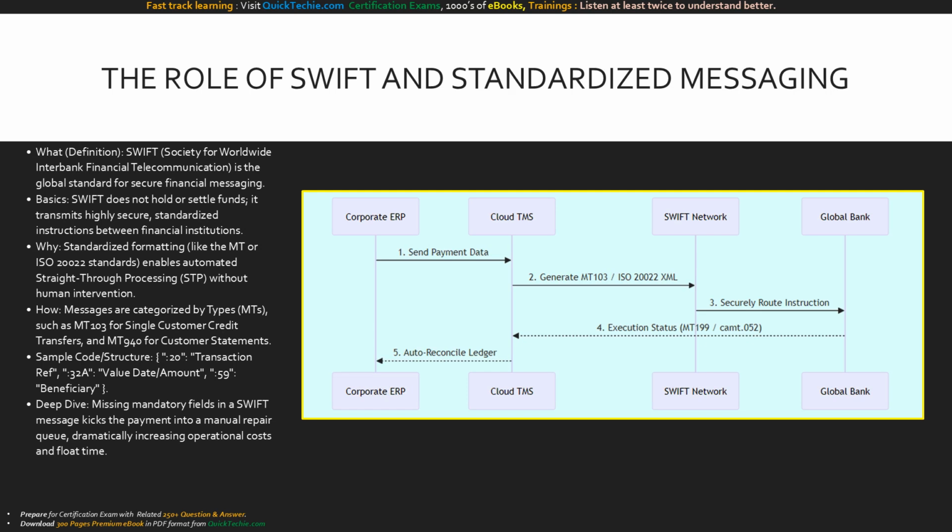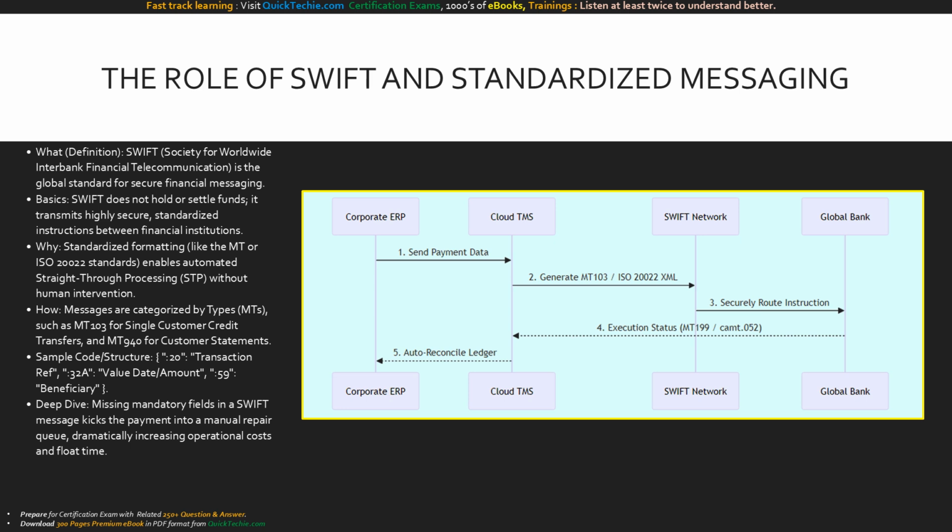To solve the security and communication challenge of cross-border payments, the financial world relies on SWIFT, the Society for Worldwide Interbank Financial Telecommunication. It is crucial to understand that SWIFT is a highly secure messaging network. It does not hold funds, it only transmits instructions. SWIFT messages are categorized by message types or MTs. For example, an MT-103 is used for single customer credit transfers, while an MT-940 provides end-of-day customer account statements.